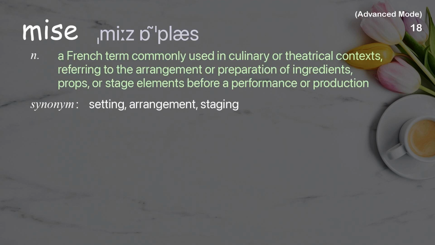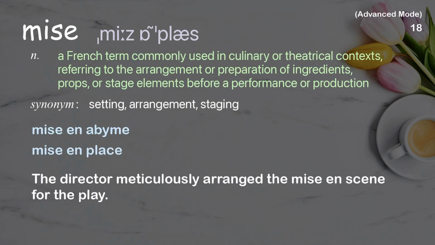Mise. A French term commonly used in culinary or theatrical contexts, referring to the arrangement or preparation of ingredients, props, or stage elements before a performance or production. Examples: Mise en abîme, mise en place. The director meticulously arranged the mise en scene for the play.